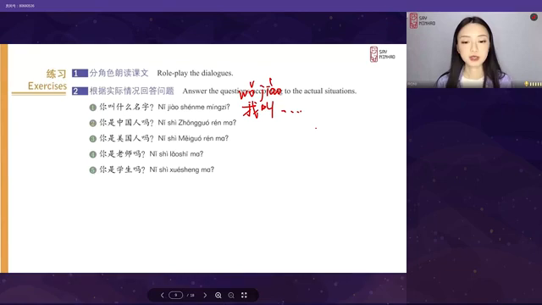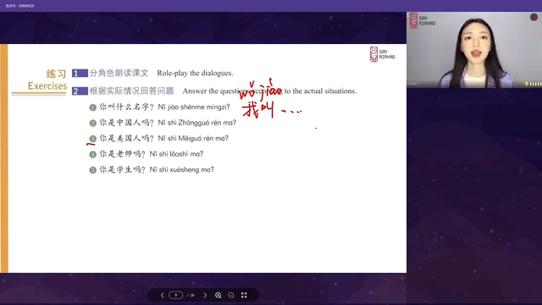Now let's move on to question 2. 你是中国人吗? This means, are you Chinese? So if you are, then you can say 我是中国人. If you are not, then 我不是中国人. Use the negative form of 是. Okay, this is the answer to this question.